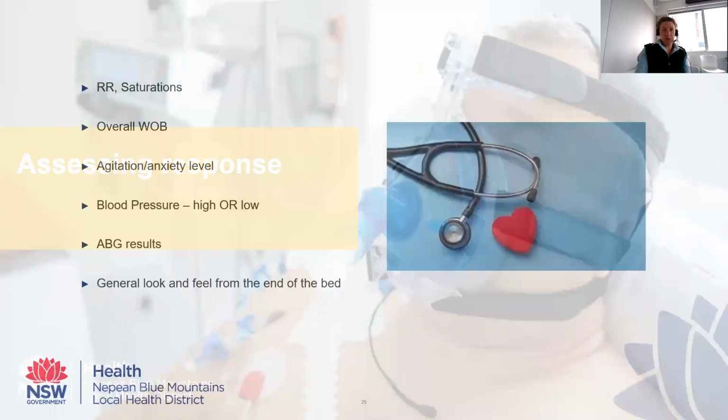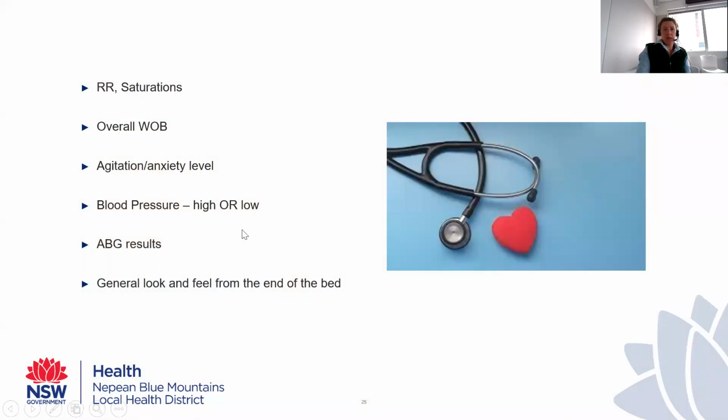So, assessing response. A good respiratory assessment is essential. So looking at your respiratory rate, your saturations, which are the obvious things, your overall work of breathing. Is the patient exhausted? Are they using accessory muscles? Are they sitting bolt upright in the bed or tripoding, what we call tripoding? So leaning on their arms, trying to physically get air into their chest, or are they lying semi-recumbent in bed? Agitation and anxiety level.